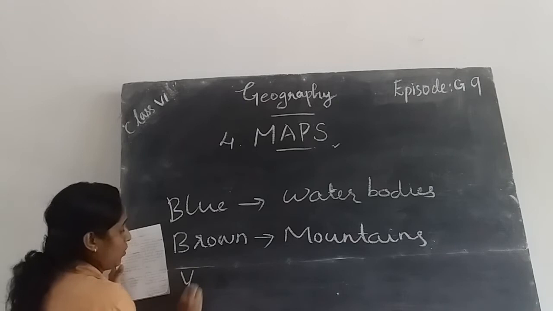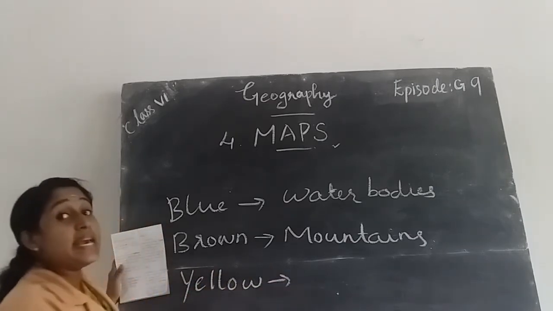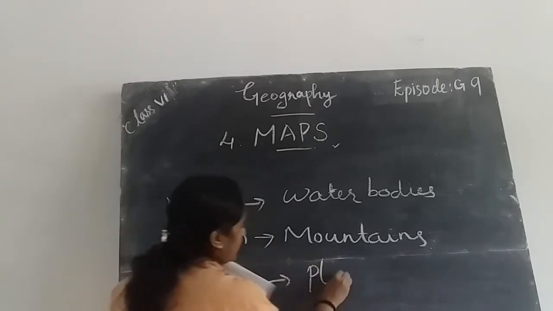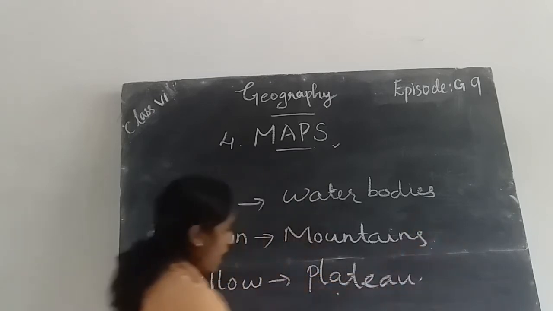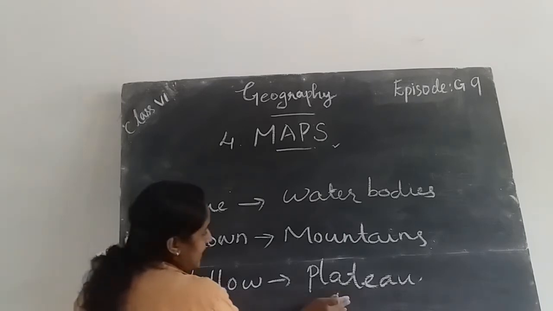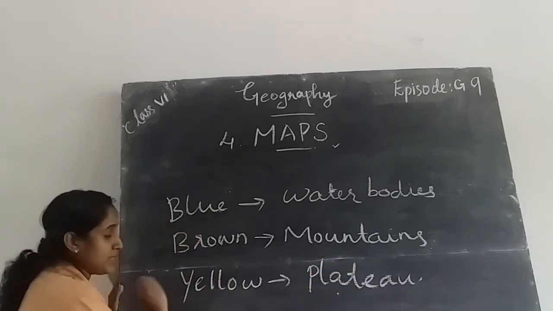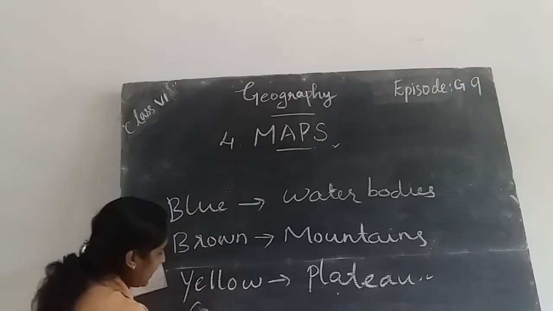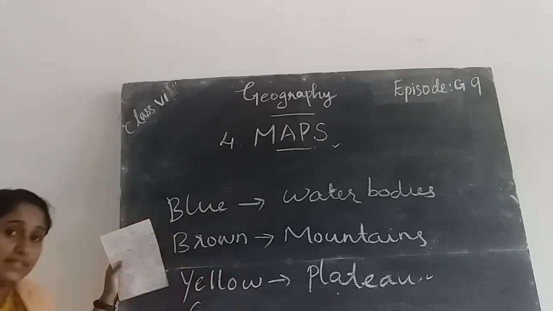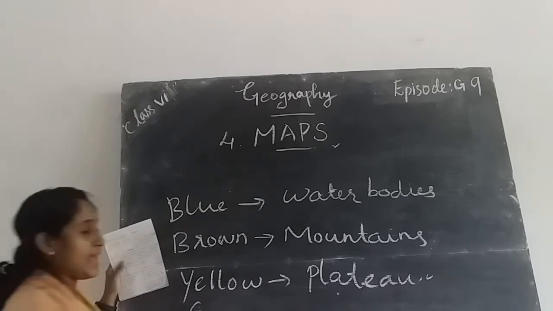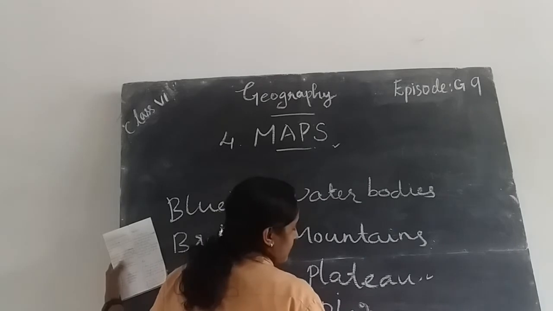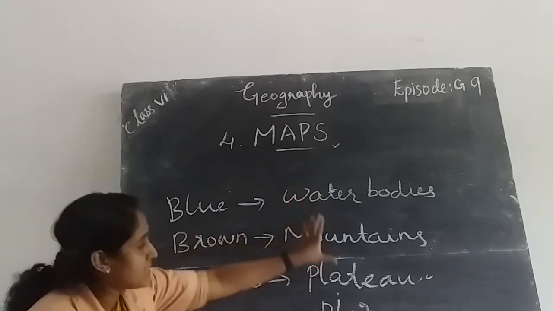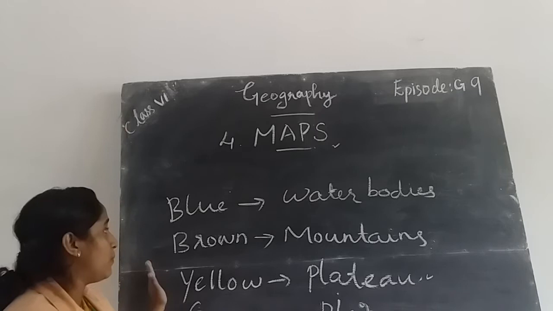Then we use yellow. Why do we use yellow? We use yellow color for identification of plateaus. Plateaus are mainly colored yellow. The next color is green. Why do we use green in a map? Green color shows the plains. With these colors we can identify the types of places on a map.